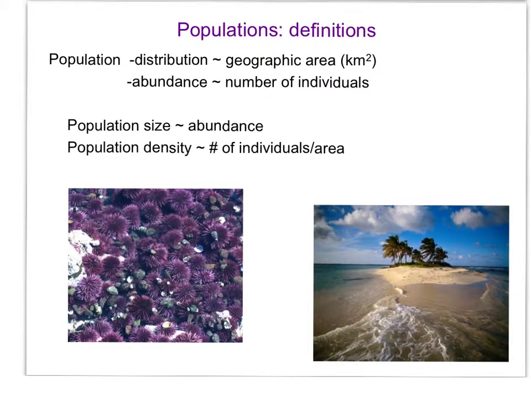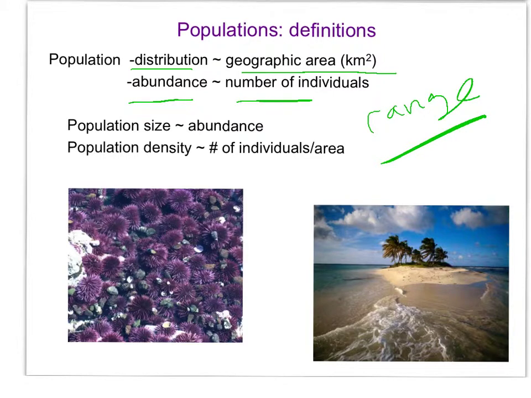When we talk about population distribution, we're talking about how they're distributed over a geographic area. And we've already talked a little bit about this before when we were talking about ranges, and we were talking about fundamental and realized niche previously. Abundance is obviously just the number of individuals.